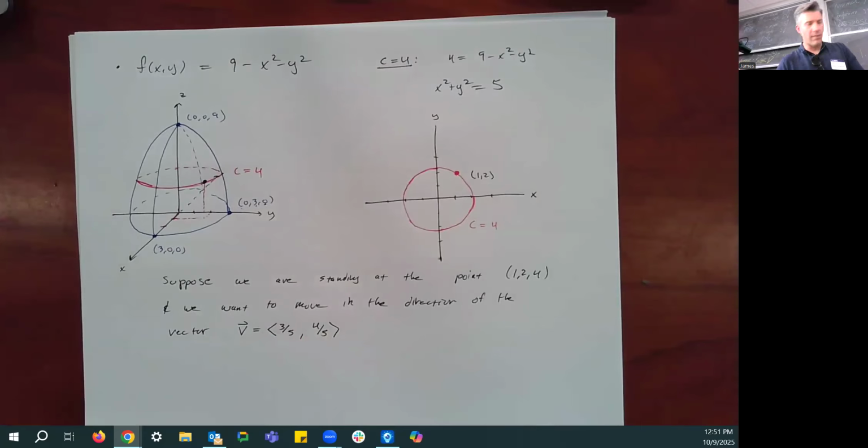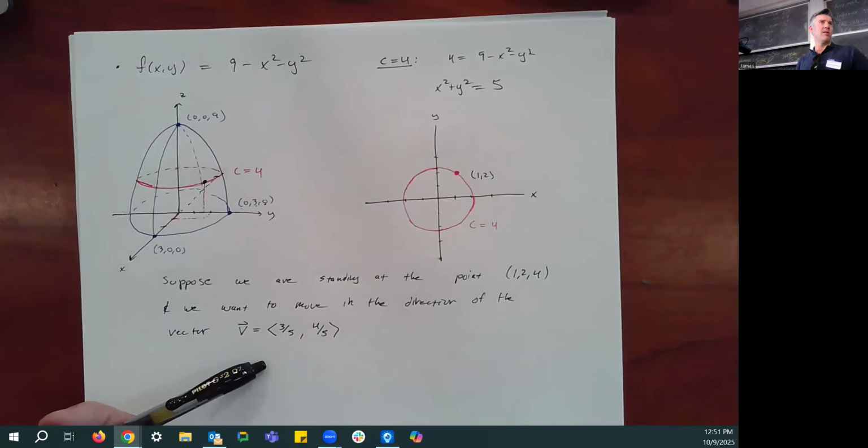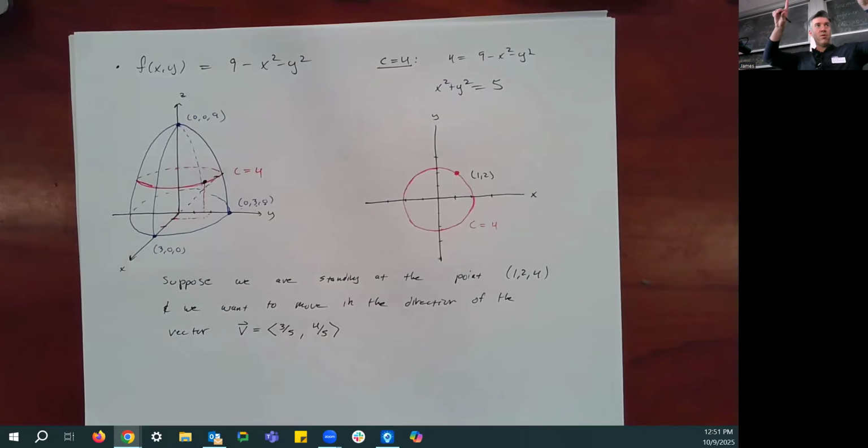I should ask, by the way, is this the way that your professor is writing his vectors with the little brackets like that? Or is he writing some other way? Or has he not written any vectors yet?